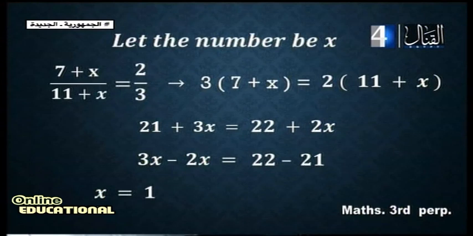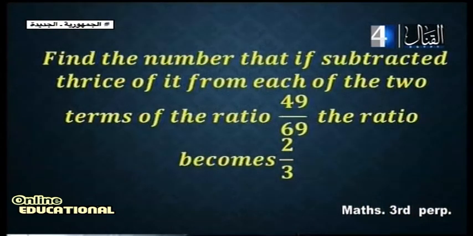Now let us have another example. Find the number that if subtracted thrice of it from each of the two terms of the ratio 49/69, the ratio becomes 2/3. What's the meaning of thrice? Thrice means 3 times the number. As twice is double the number, thrice is 3 times the number.